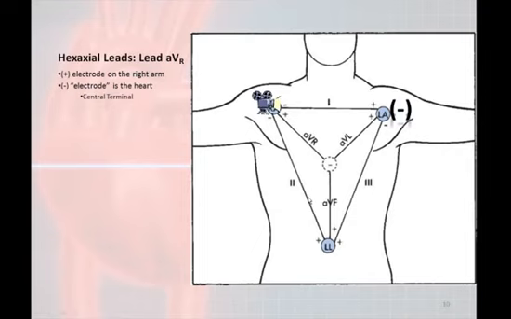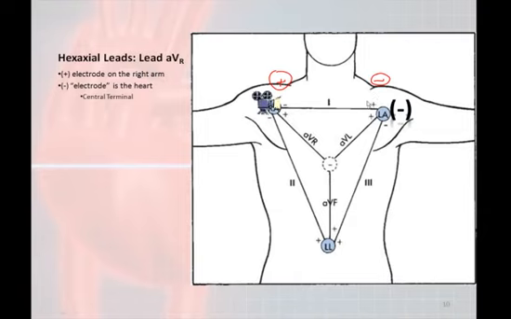Finally, let's look at AVR. What we did with AVR is we actually took the positive electrode, we placed it over here on the right arm. This is the only lead of the hexaxial leads where the positive electrode is on the right arm. The negative electrode is going to be over here on the left arm if we were to use this lead. This is a polar opposite of lead 1.